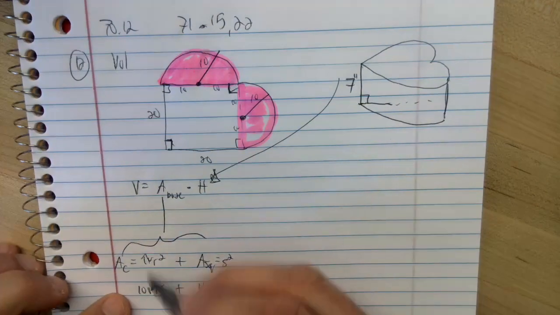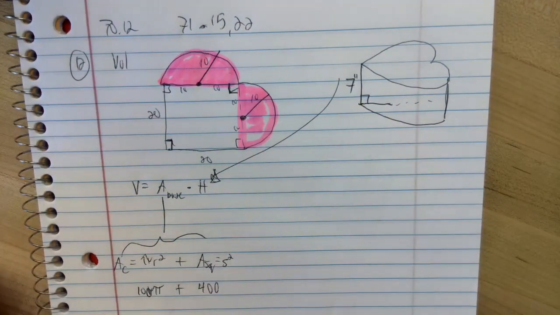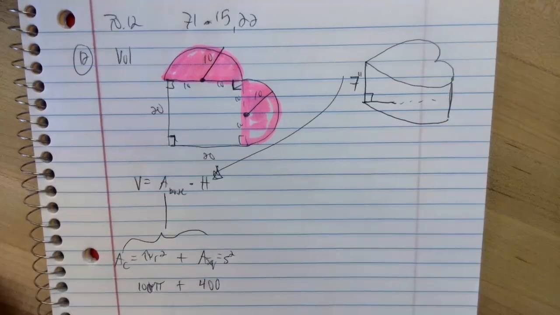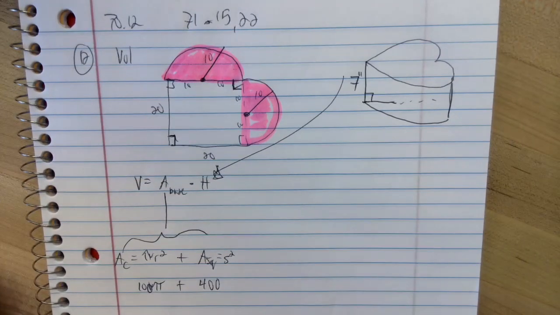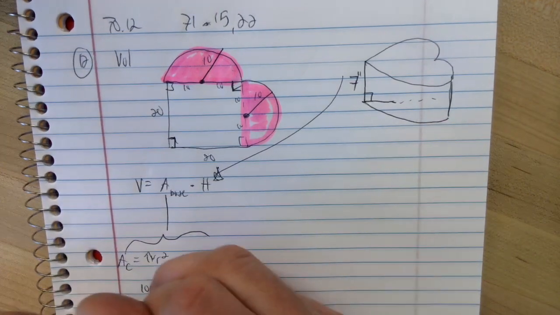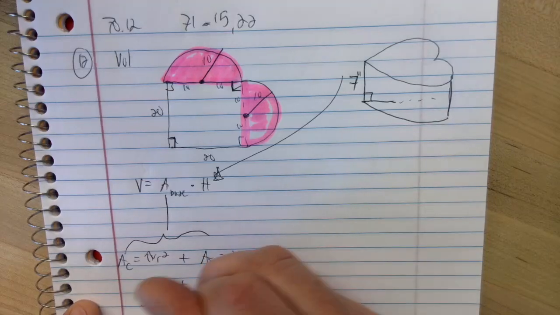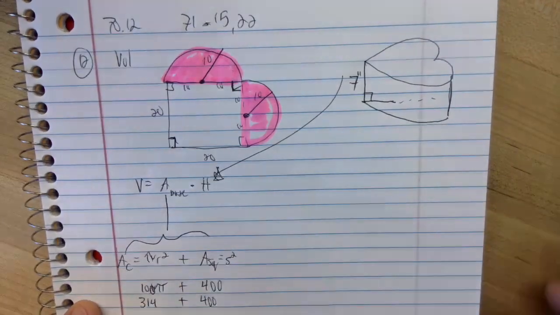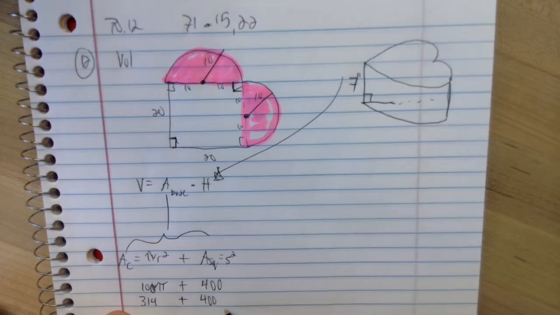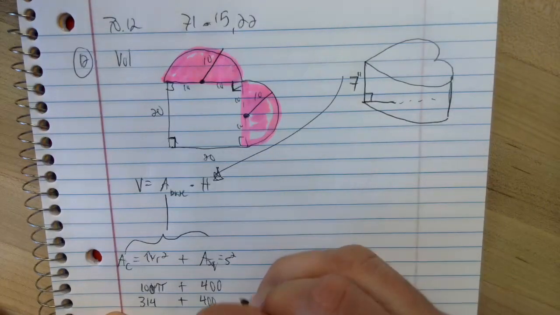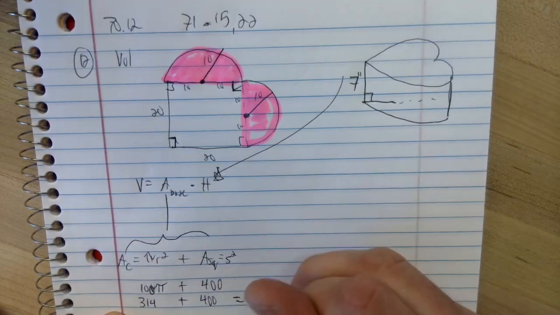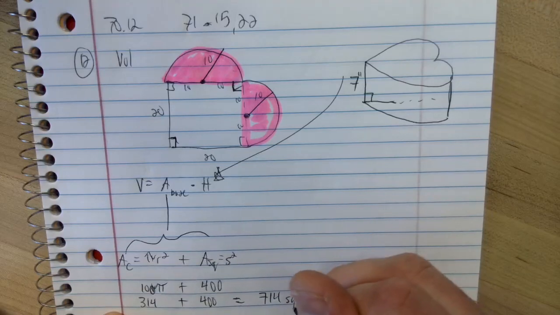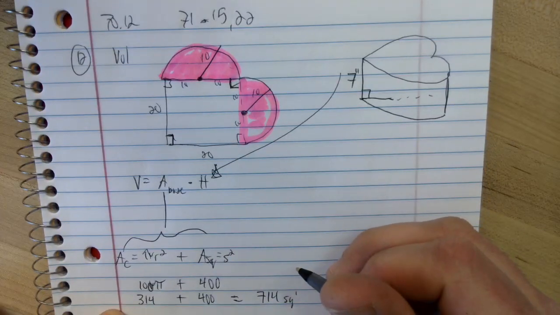Do you want to go ahead and just estimate? I think they said, well, they didn't say to round. But we're going to do that. So this would be 314, and this would be 400. Okay? So I've got the areas of the base, which total 714 square inches.